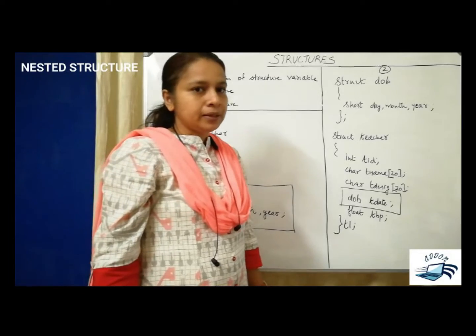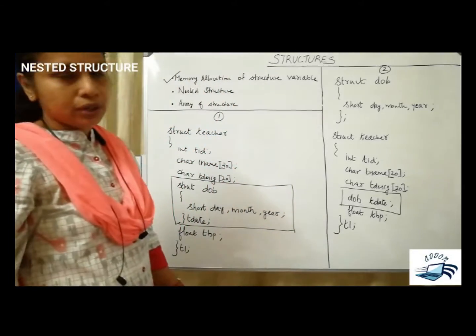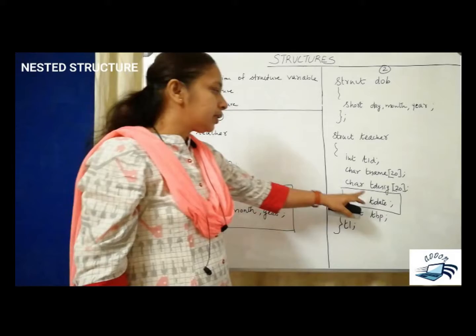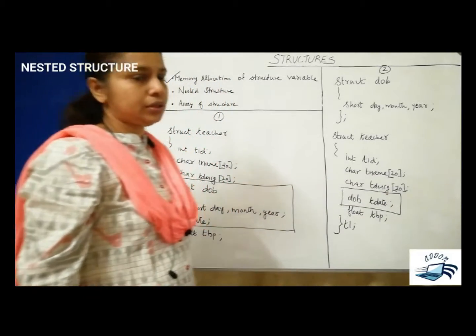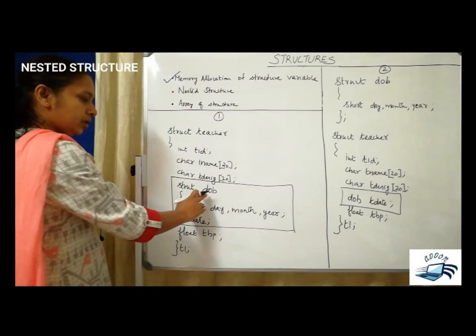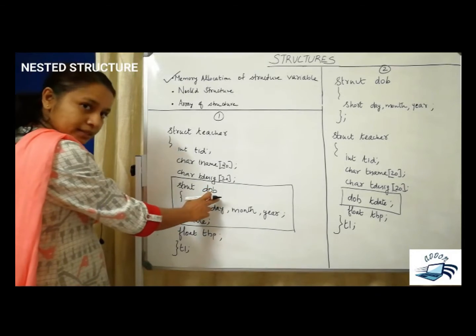Clear? Now, next we are going to look at how we can access the data of a nested structure. So which is a nested structure? You have understood, DOB is the nested structure.